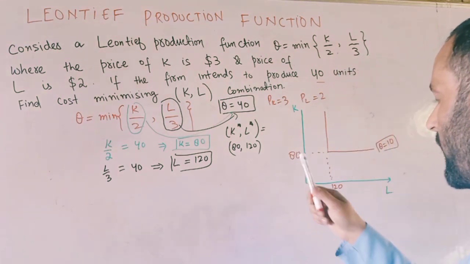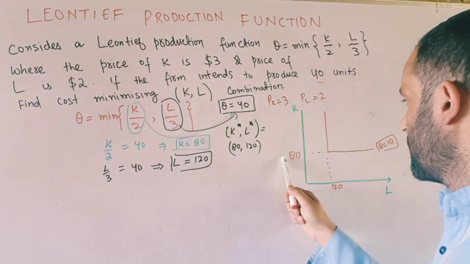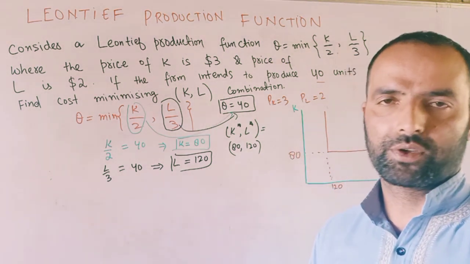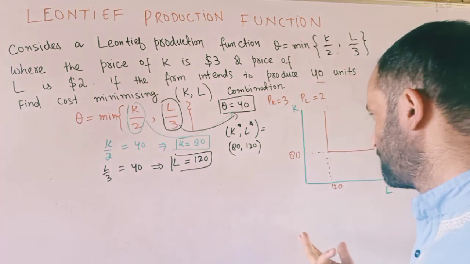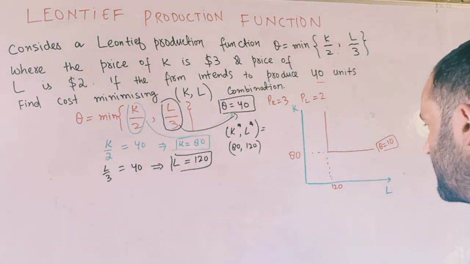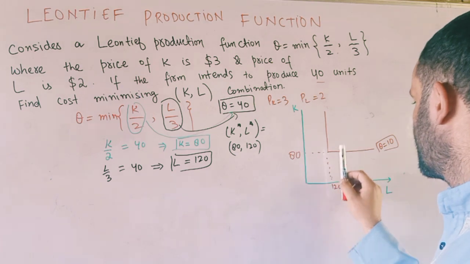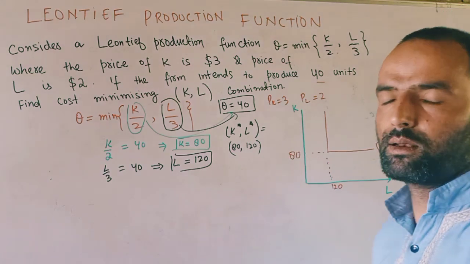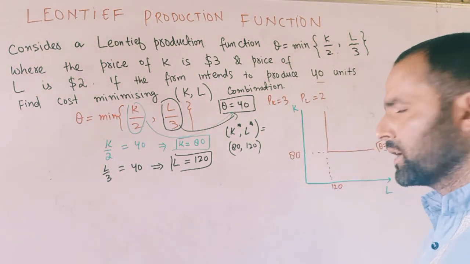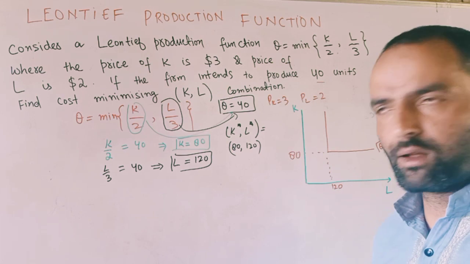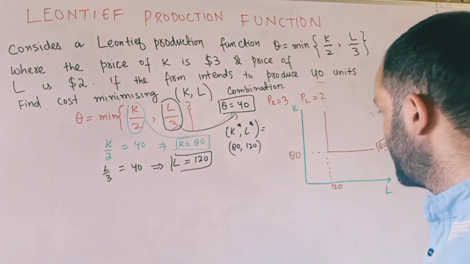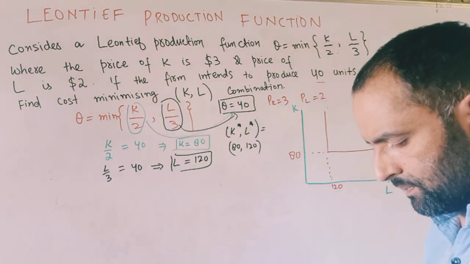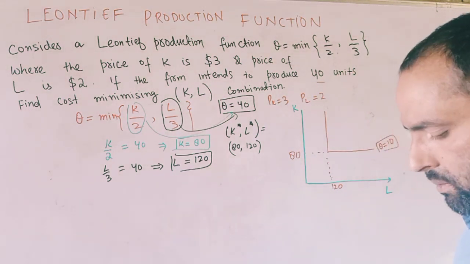Okay, if I hold units of capital at 80 and increase the units of labor, my production will not increase at all. And similarly, if I keep the units of labor at 120 and only increase the units of capital, again the production will not increase because I will be on the same isoquant. Okay, so the intuition is simple. Let me give you an example to make it more clear.